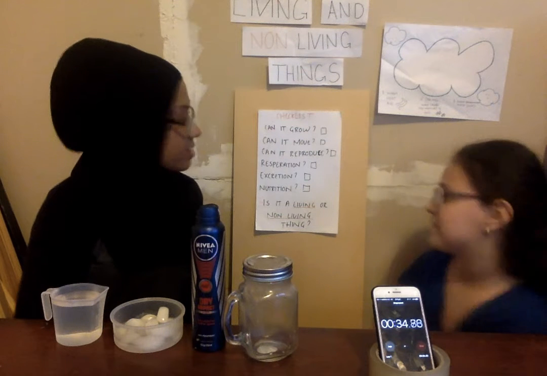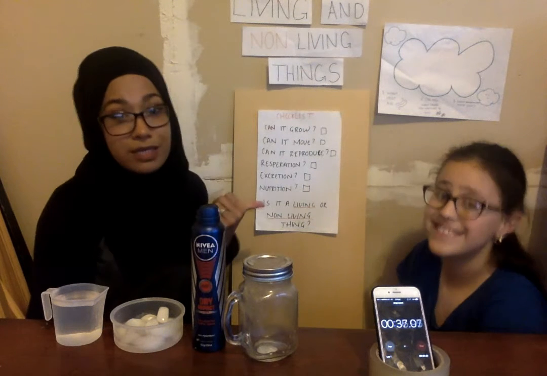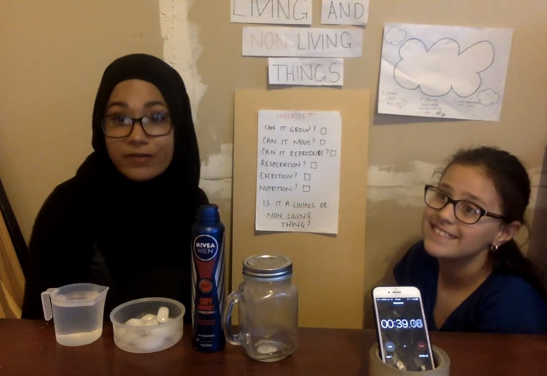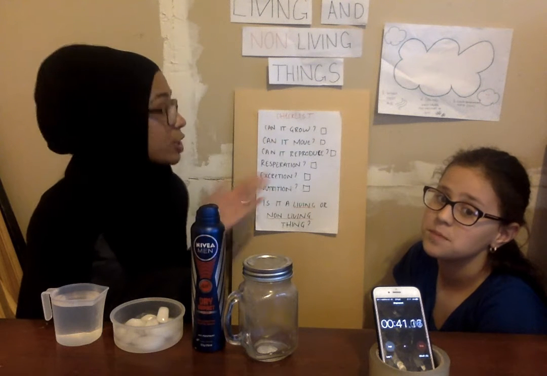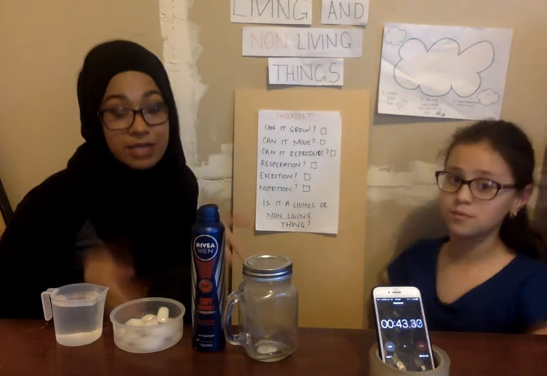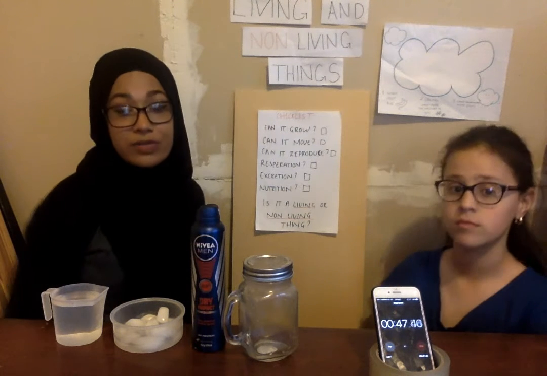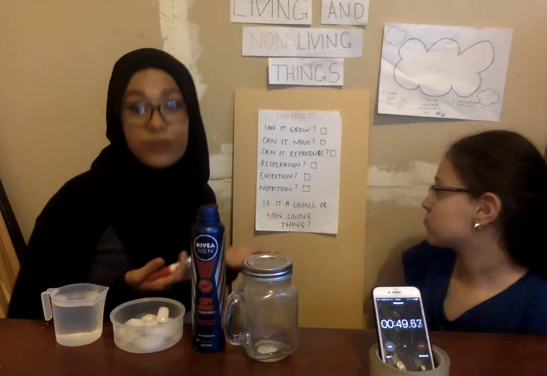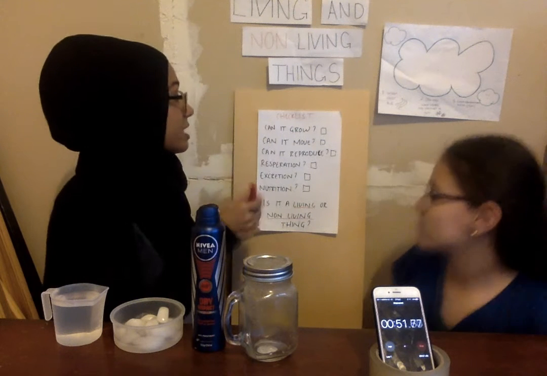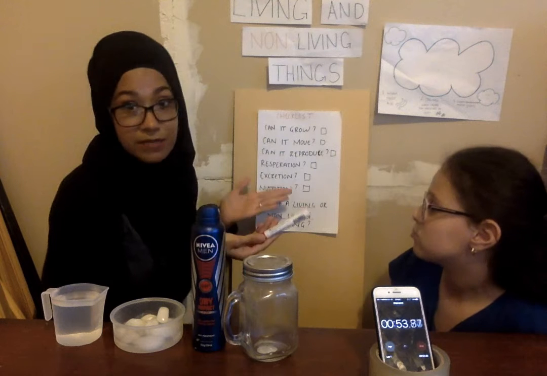Yeah. So Ibtihaj has noticed our checklist here. This is our living or non-living checklist. We can determine whether something is living or non-living. Today we're going to be testing a cloud. Ibtihaj used the example of humans, and we're going to go back to our checklist and tick it off to see if it's living.